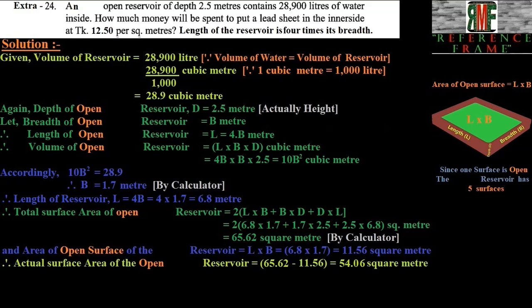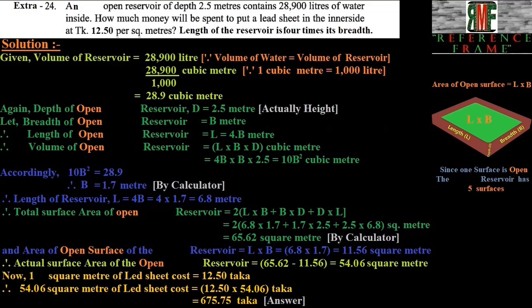Now we just need to find out the total cost. As we are given, we need to solve this part by the unitary method. 1 square meter of lead sheet costs 12.50 taka. Therefore, 54.06 square meter of lead sheet costs 12.50 into 54.06, and therefore we get 675.75 taka. This is our final answer to the rectangular reservoir problem.